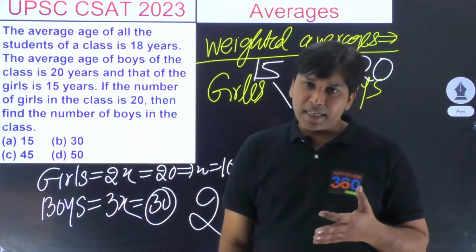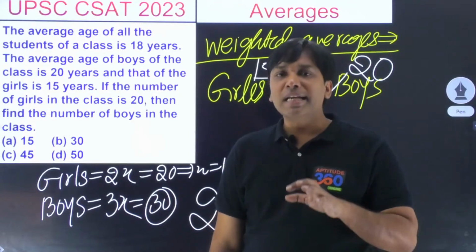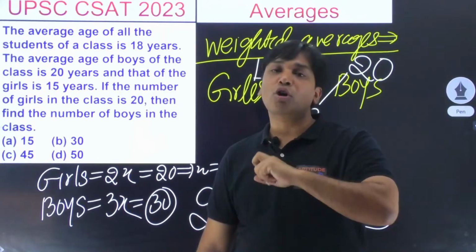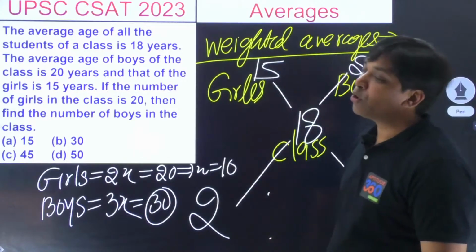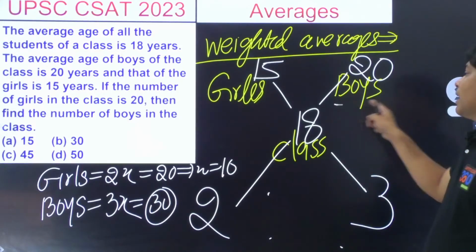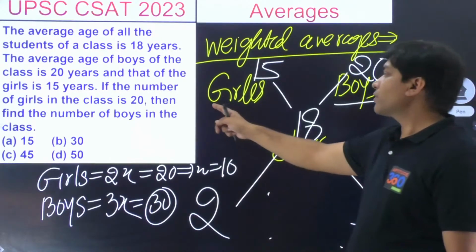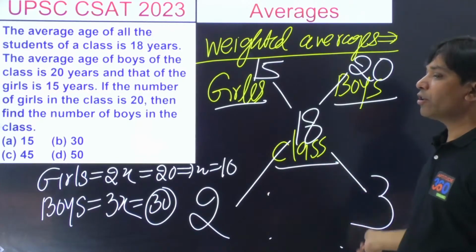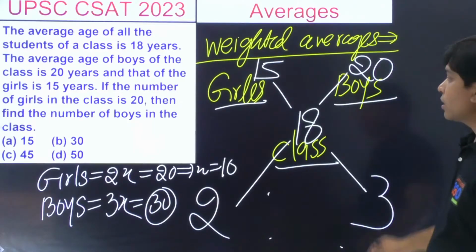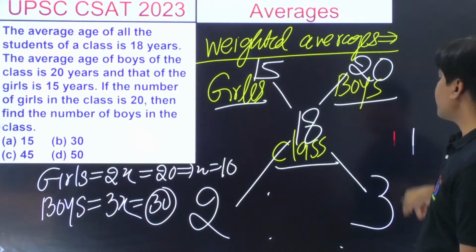Did you understand as to how you can utilize the concept of mixture and alligation while you're solving weighted average problems? Let me know in the comment section if it becomes very easy for you. Did you understand this, everybody? You will be having average age of boys, average age of girls, average age of class, in what ratio you are mixing them. You are mixing them in 2:3 ratio. Good job, people. Go ahead and try to simplify this problem.